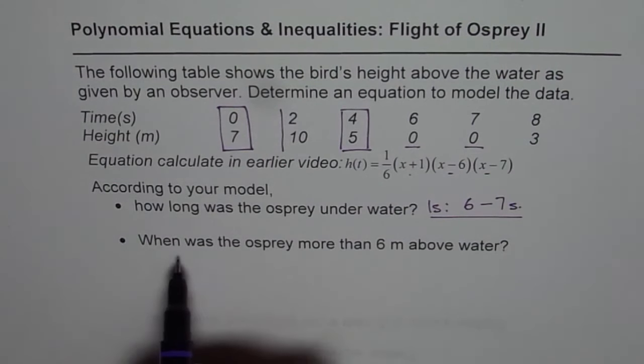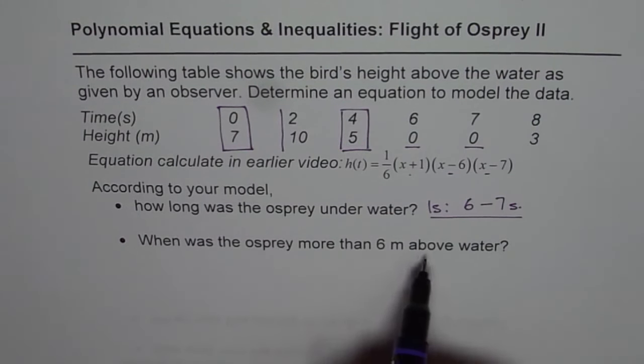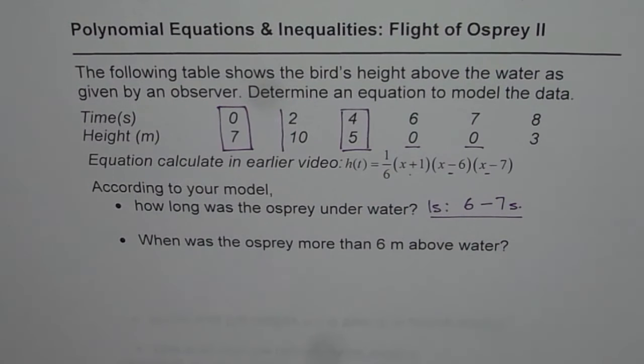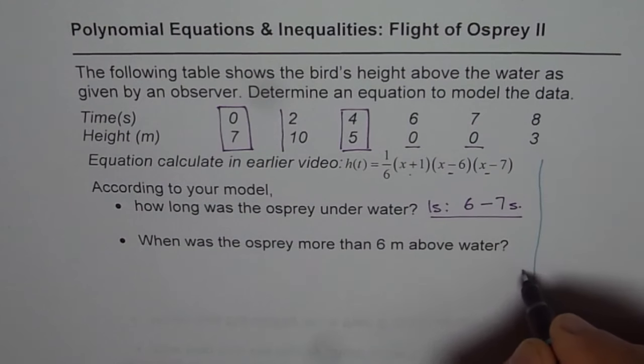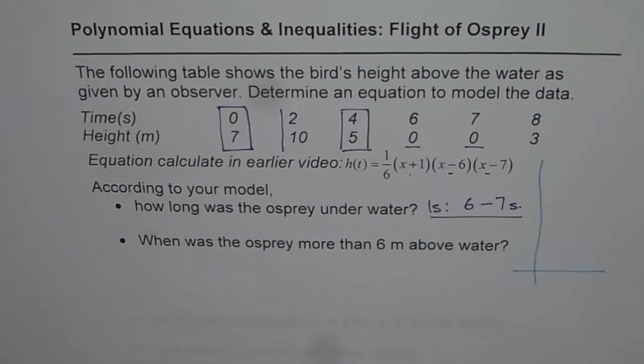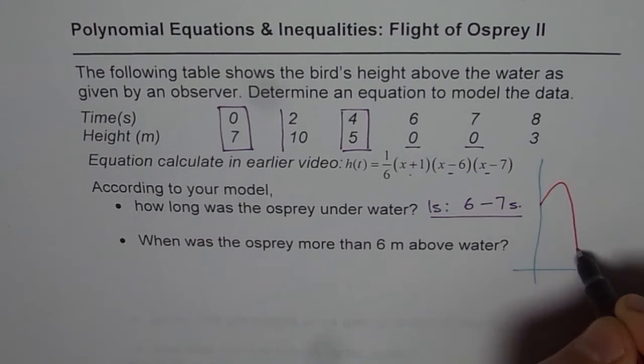Second part of this question which we are going to answer in this video is, when was the osprey more than 6 meters above the water? Now to do this question, what we can adopt a couple of methods. Let me first sketch the graph. Approximately the graph for us was kind of like this, right?